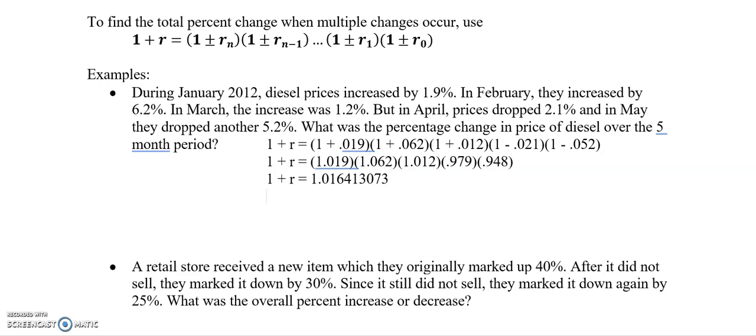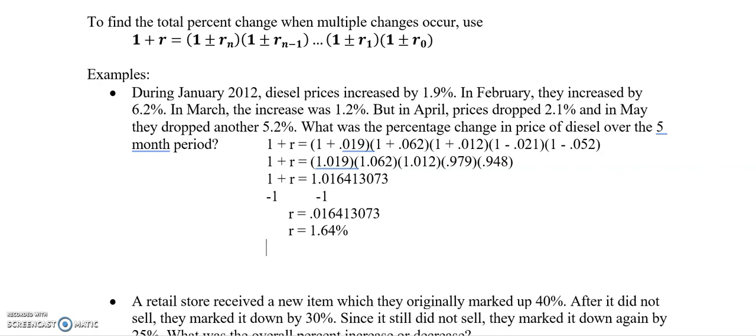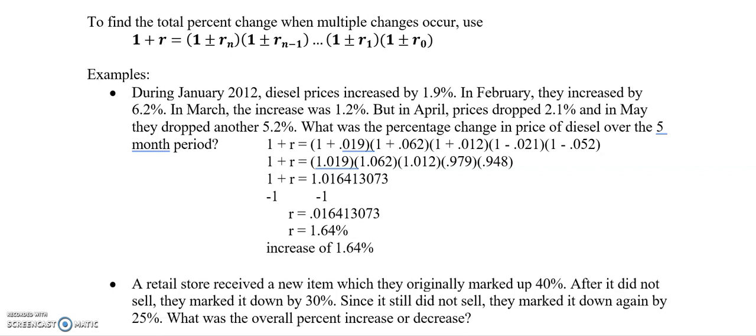Notice that on the left we still have the 1, so we need to subtract 1 from both sides. So we get that r is equal to 0.016413073, and remember that since we are dealing with r, this should be in percent form, so our percent would be 1.64% change, and notice that it is a positive, so that means it is an overall increase of 1.64%. So over the 5-month period, we had an increase of 1.64%.